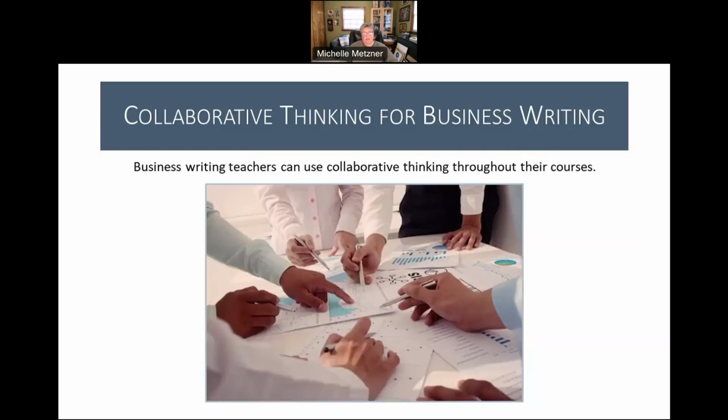Now that you know the basics of and the rationale for collaborative thinking, let's see how college business writing teachers can apply it in their classrooms. In the last 10 or 15 years, most American companies have shifted away from the paradigm that saw individual employees working alone to solve complex problems to a structure that values teamwork and collaboration to find solutions to those same problems. So, to prepare students for a collaborative environment, business writing teachers can introduce students to the concept and practice of collaborative thinking via course design.